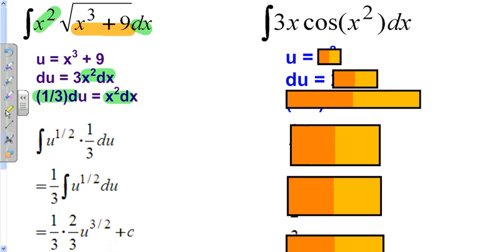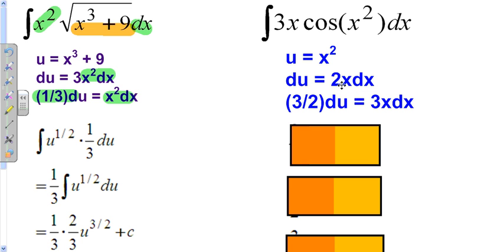On the right side over here, you'll notice we have an x squared, a cosine of x squared, and a 3x. Well, I'm going to once again let my u be the higher exponent, so that's x squared. So then du becomes 2x dx. You'll notice I don't have a 2 up here, I have a 3 instead.